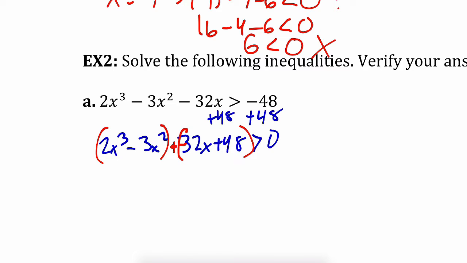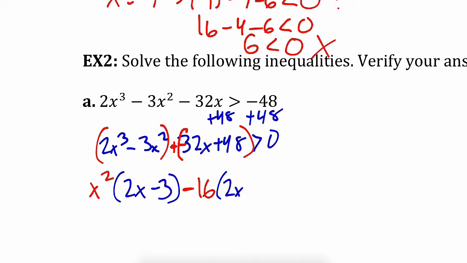Now, in that first group, we can factor out an x squared from both of those. When we factor out an x squared, we're left with 2x minus 3. From the other group, the negative 32x plus 48, we're able to factor out a negative 16, which leaves us with 2x minus 3. And all this is still greater than 0.